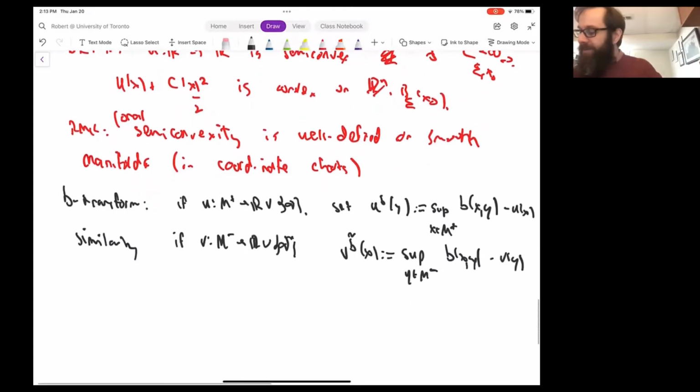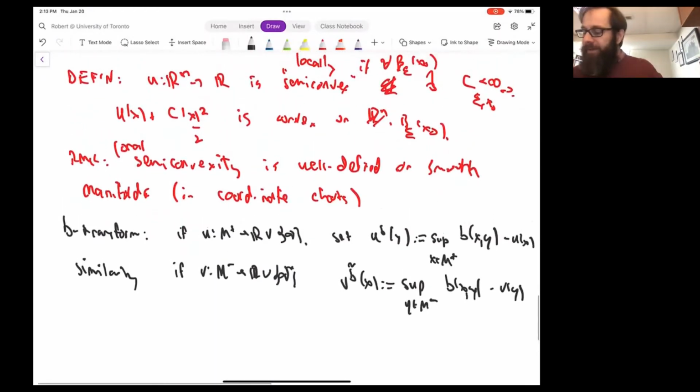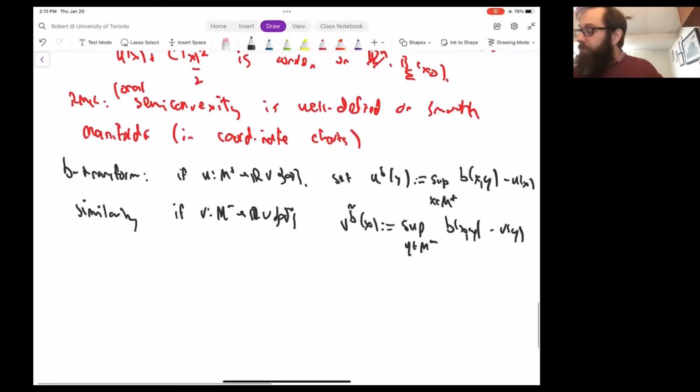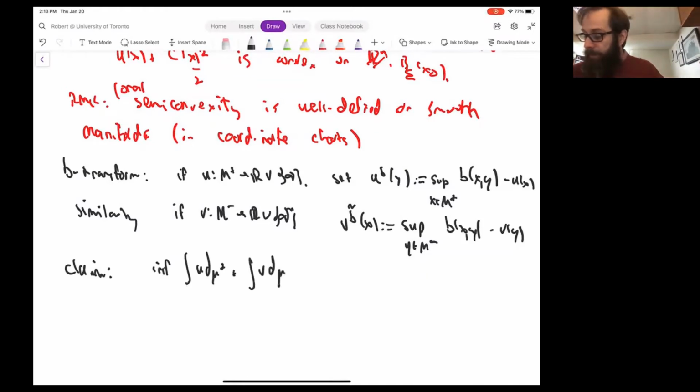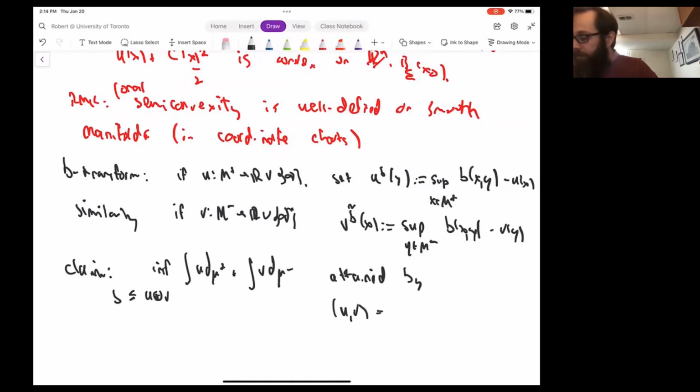And so the remarkable fact is that this transform interacts in a nice way with the problem of minimizing the Kantorovich dual problem. So it's attained by a pair U, V such that U is the B tilde transform of V and V is the B transform of U. So that's the claim.